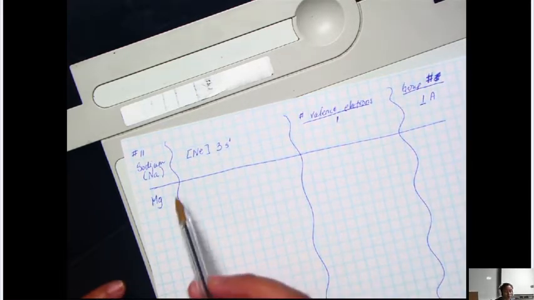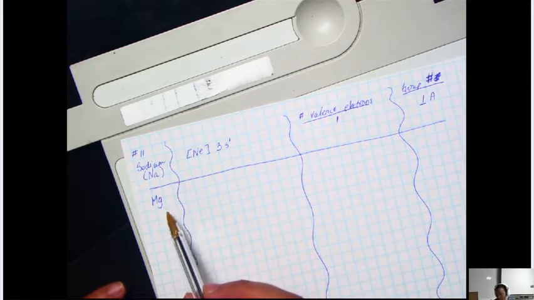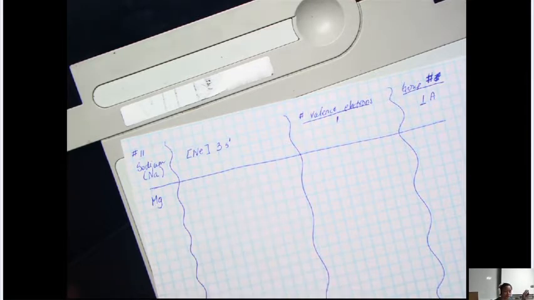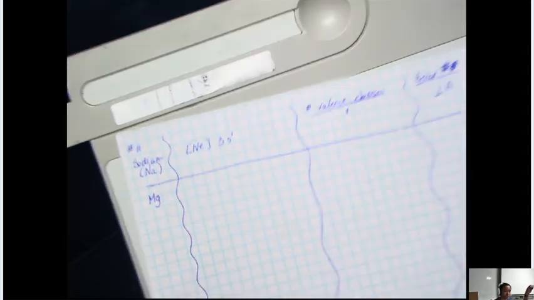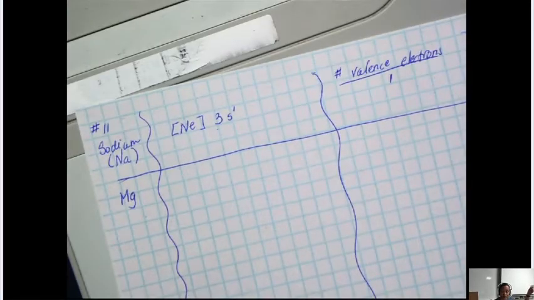All right, so magnesium, what atomic number? Did anyone write it down yet? Good, atomic number 12. So again, we need to write the electron configuration, but you're going to write the abbreviated form. So what noble gas do we start with?